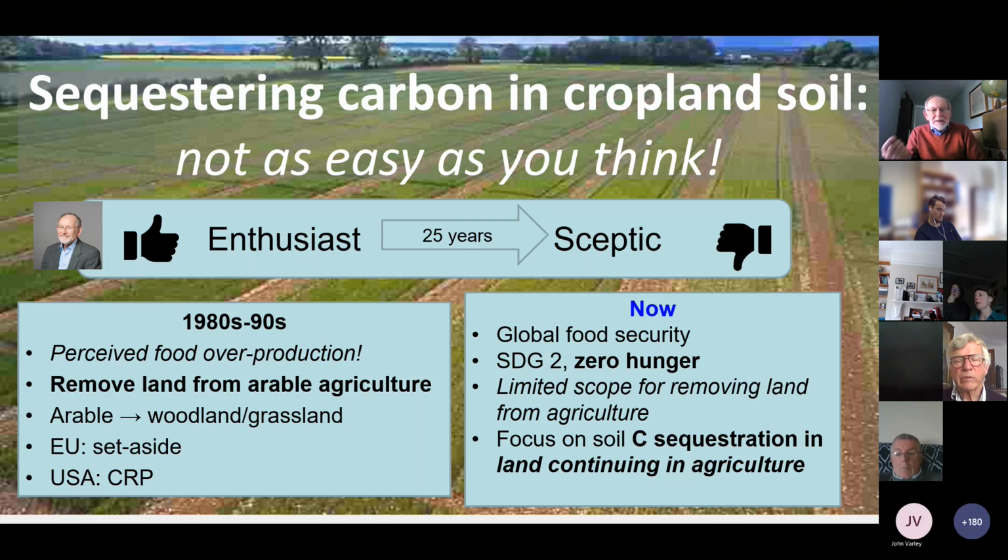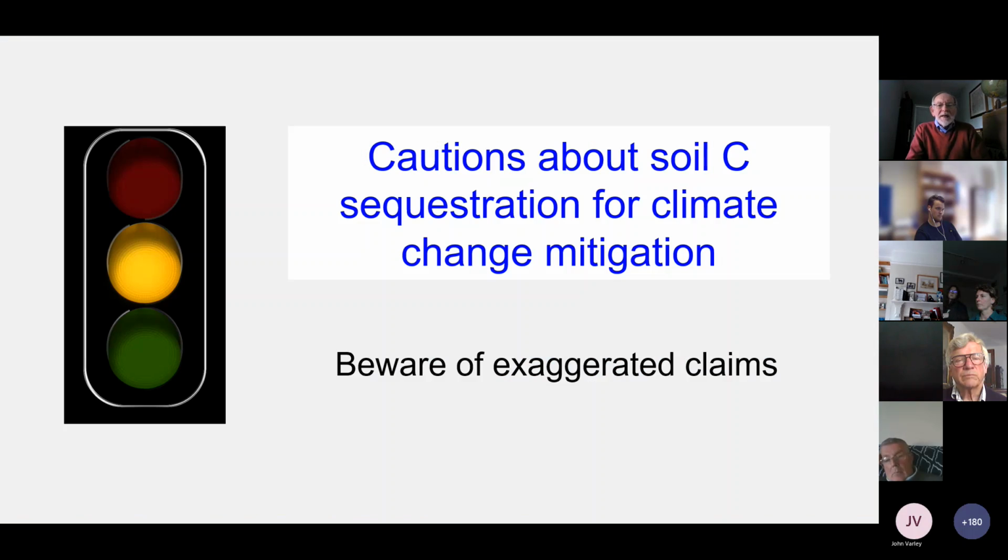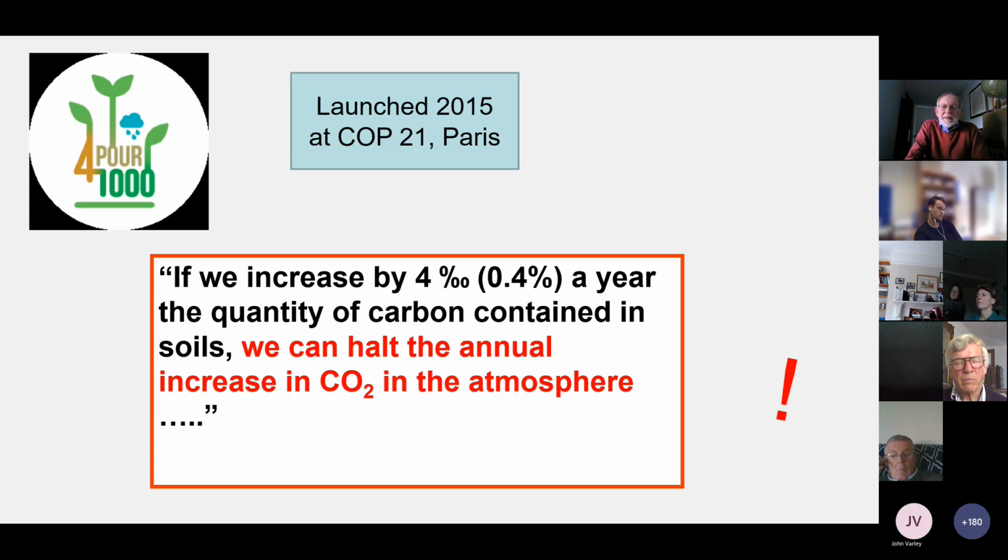So we've actually got very limited scope now, I would say, for removing land from agriculture. I know rewilding is a bit of a thing, but I think the areas involved cannot be huge. So if we want to try and lock up or sequester carbon in soil, we have to concentrate on land that continues in agriculture. It's not a matter of taking it out of agriculture, as perhaps we thought it was in the past. So I've put up an amber traffic light here about being cautious about how much carbon we can lock up in this way, and to be aware of exaggerated claims, which I think there are plenty.